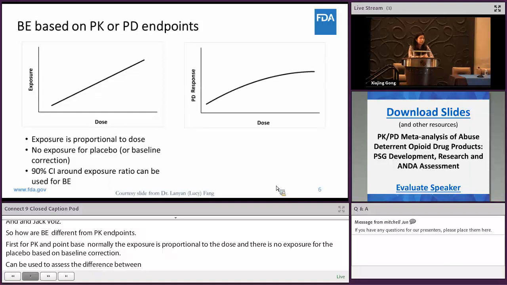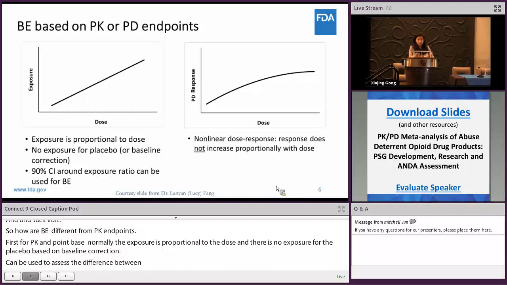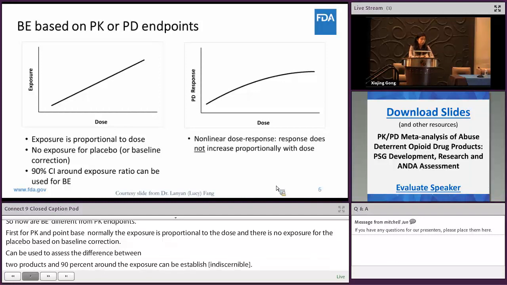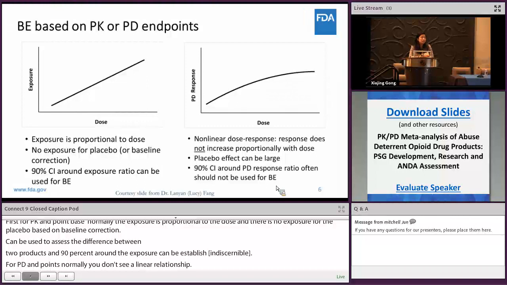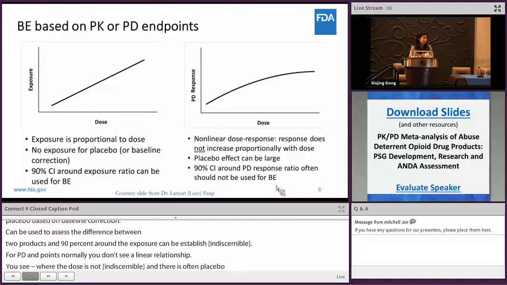Differently, for PD endpoints, normally you don't see a linear relationship. Instead you see a nonlinear dose-response relationship where the response does not increase proportionally with the dose. And there is often a placebo effect that can be substantial. A 90% confidence interval around the PD response ratio is normally not used for establishing BE.